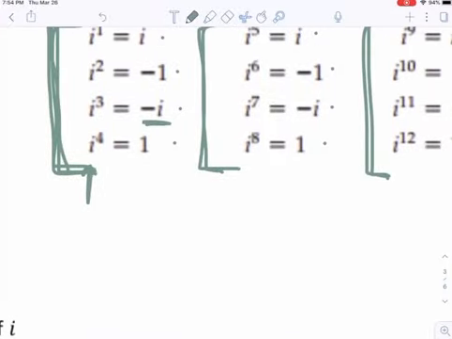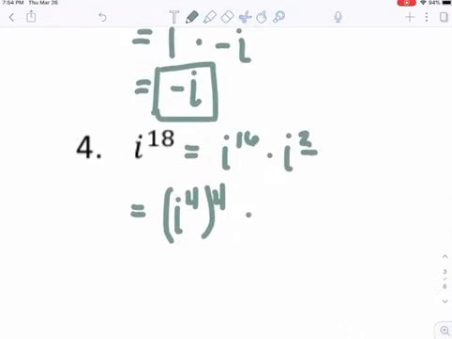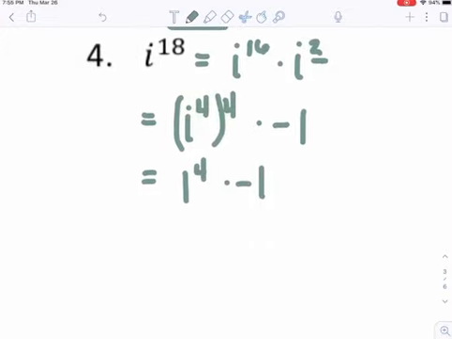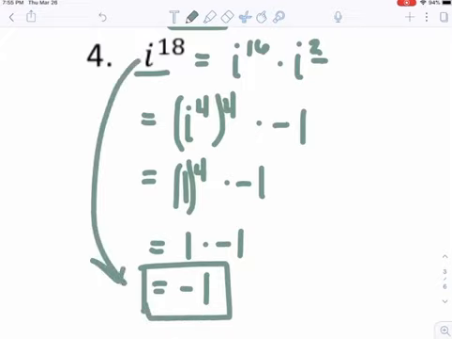Hopefully we remember without looking at the chart, but i squared is equal to negative 1. So instead of writing i squared, I'm going to write negative 1. This is actually 1 to the 4th power times negative 1, which is 1 times negative 1. So my final answer is negative 1. So if I had i to the 18th power, it's the same exact thing as saying I have negative 1. These are the same exact answer, just like 1/2 is the same answer as 4/8. Written differently, but saying the same thing. That's essentially what we're doing.